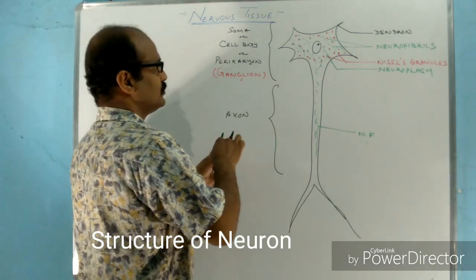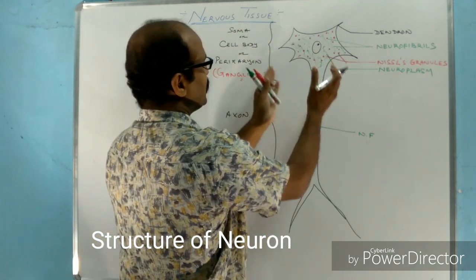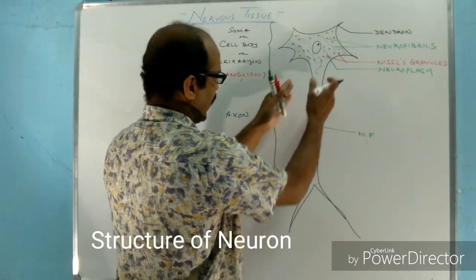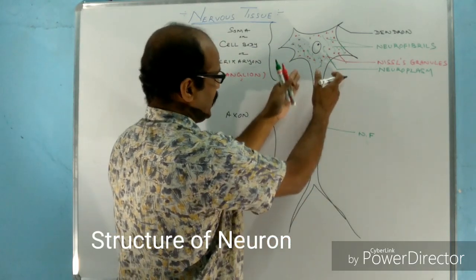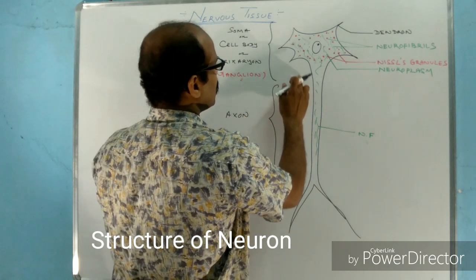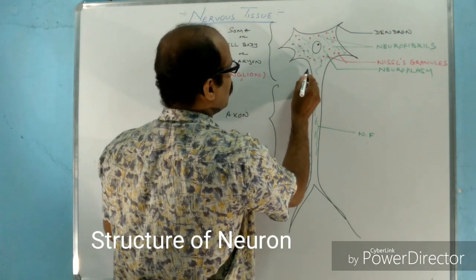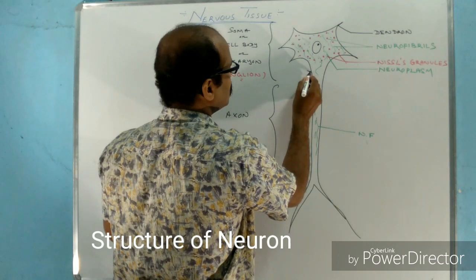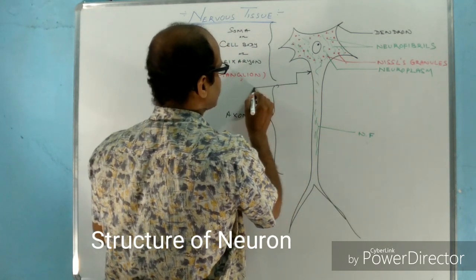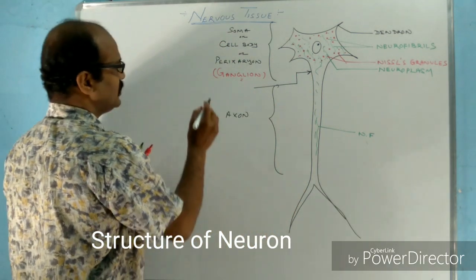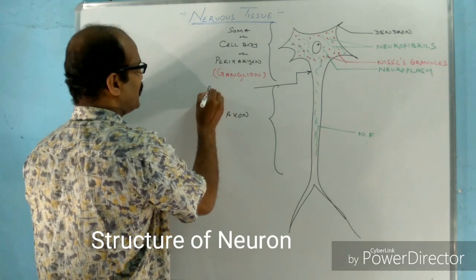And this is the cyton from where the axon arises, and the portion from where the axon extends, this region is known as the axon hillock.